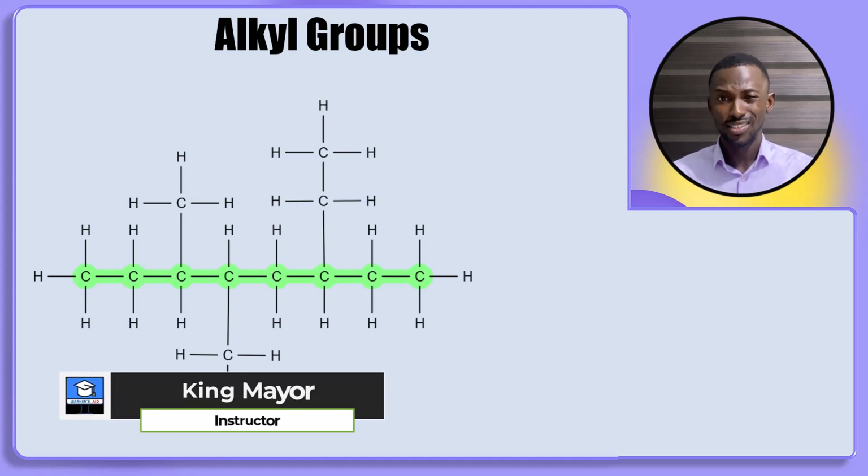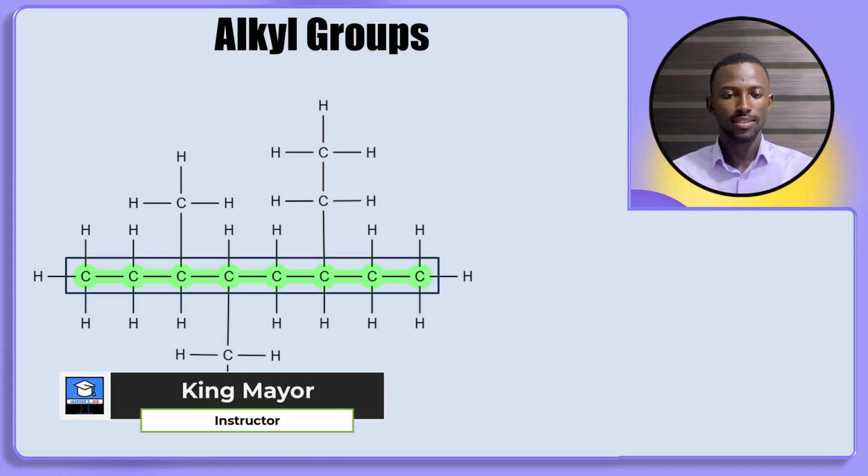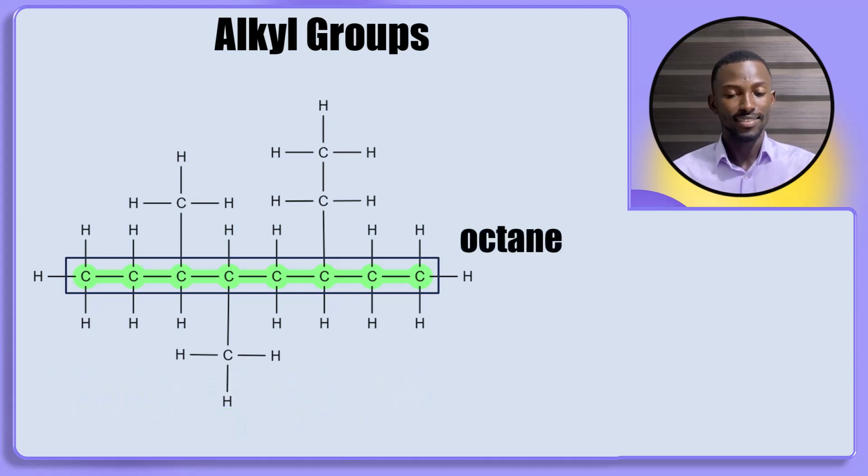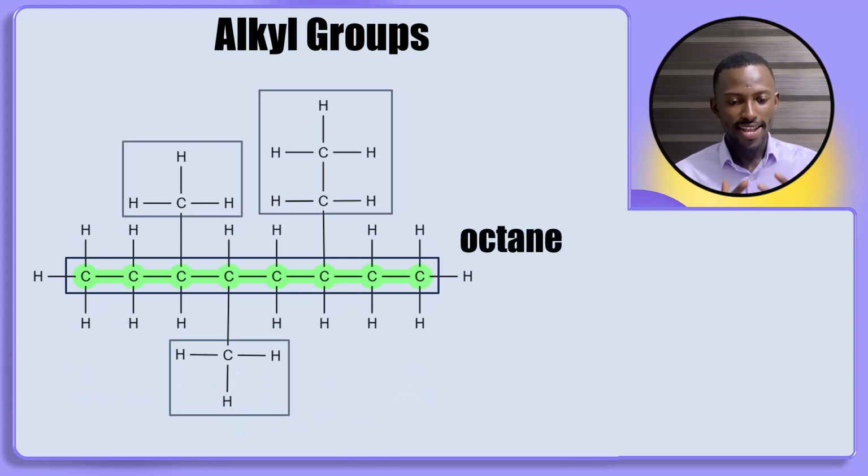Alkyl groups, what exactly are they? If you look at the compound you have on the screen, the longest continuous chain is what is being highlighted or circled, and it is an octane. Anything that is not part of the longest continuous chain is known as a side group.